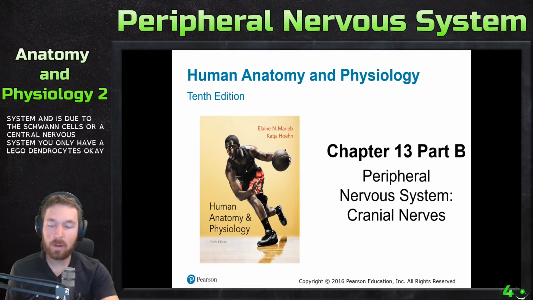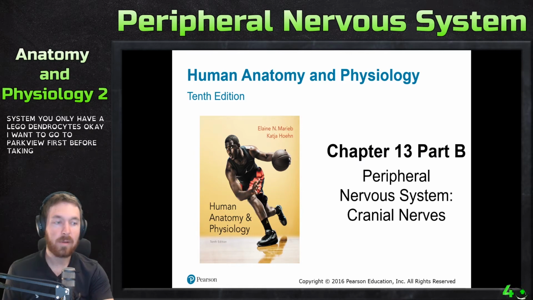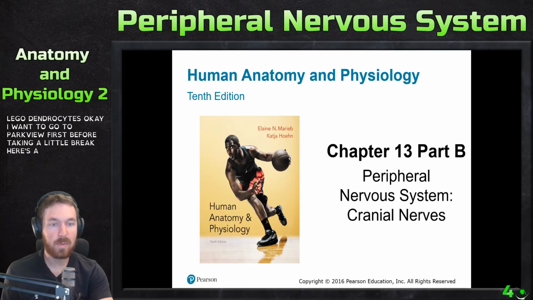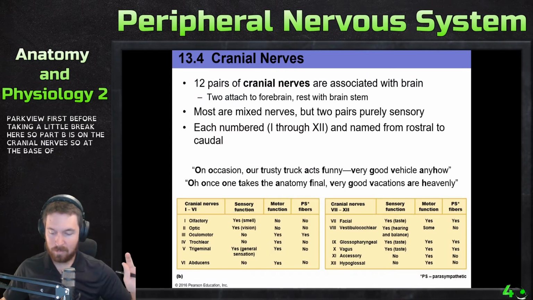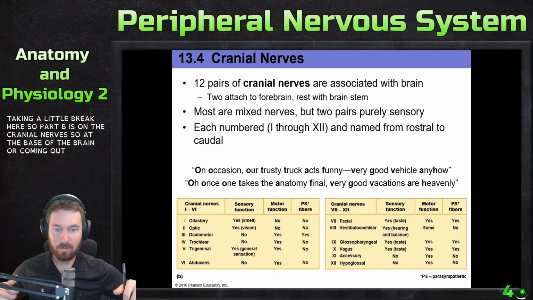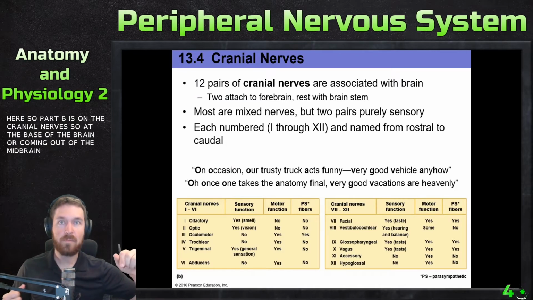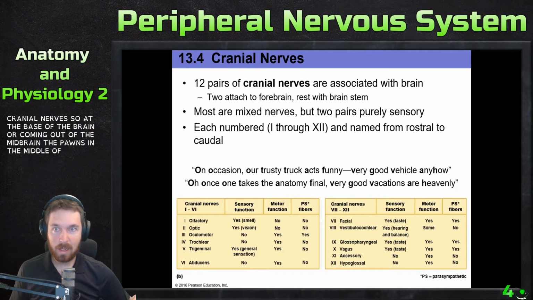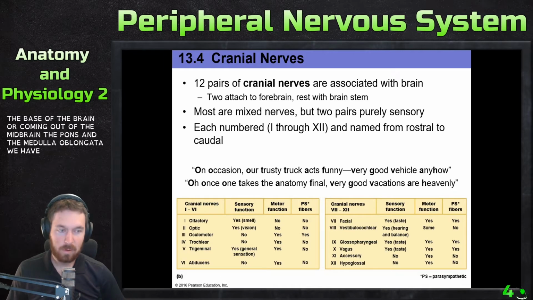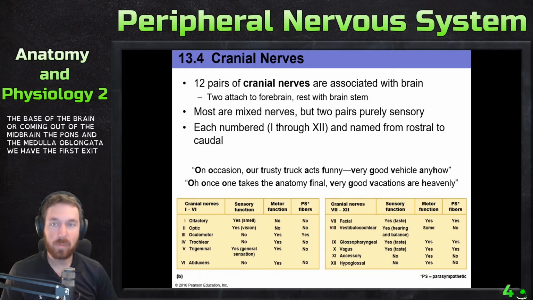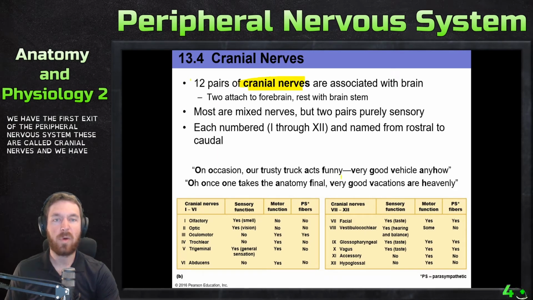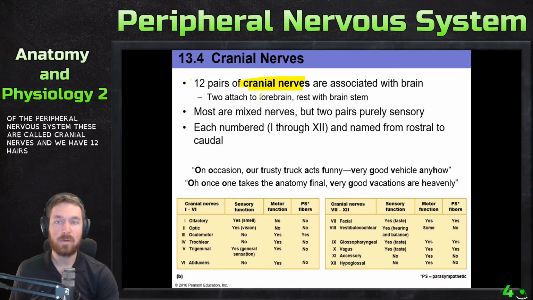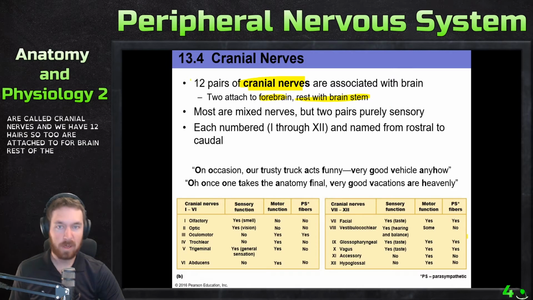Okay, I want to go through part B first before taking a little break here. So part B is on the cranial nerves. At the base of the brain, or coming out of the midbrain, the pons, and the medulla oblongata, we have the first exits of the peripheral nervous system. These are called cranial nerves, and we have 12 pairs. Two are attached to the forebrain, the rest are with the brainstem.